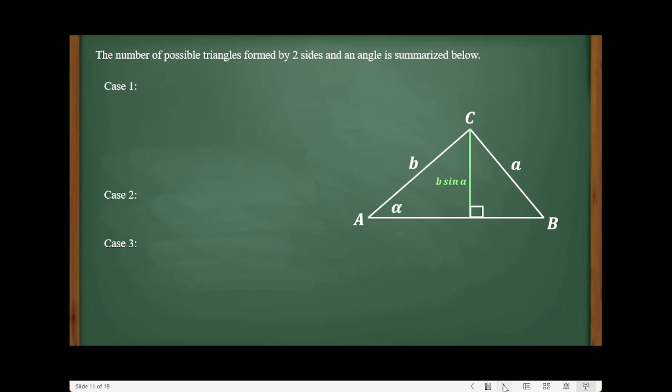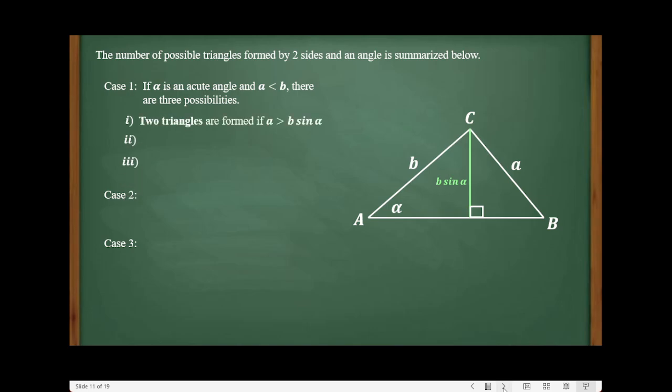Now there are three subcases involved. If alpha is an acute angle and side small letter A is shorter than side small letter B, there are three possibilities. And what are these possibilities? Two triangles are formed if A is greater than this height, which is equal to B sine of alpha.